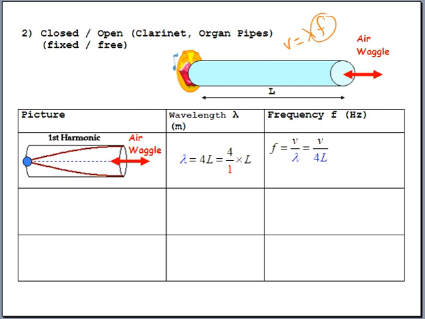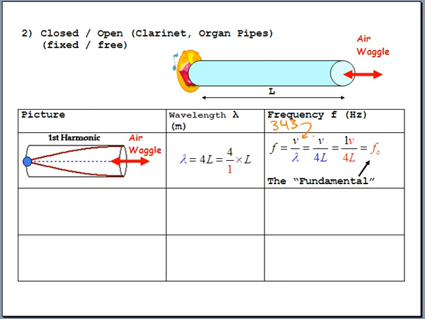lambda. The V will be 343, and it's going to sit on top of 4 times the length of the instrument. This is the lowest possible note. I'm going to say it's 1 times V over 4L, and it is the fundamental note for that clarinet. And again, just one more time, for the V, we're just going to go 343 because that's the wave speed for sound traveling down a pipe.